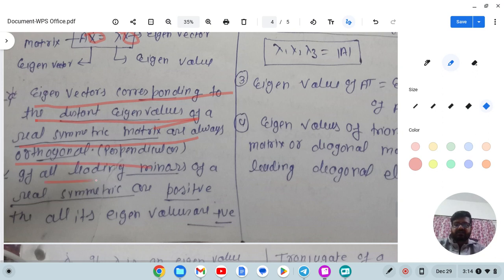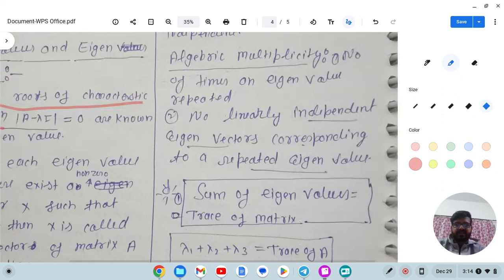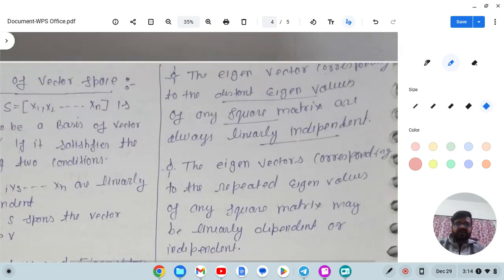If all leading minors of a real symmetric matrix are positive, then all its eigenvalues are positive. Now we come to the next point. The eigenvectors corresponding to distinct eigenvalues of any square matrix are always linearly independent.